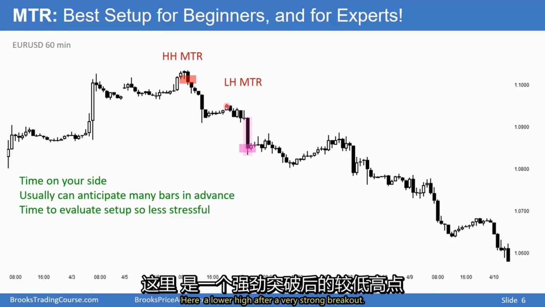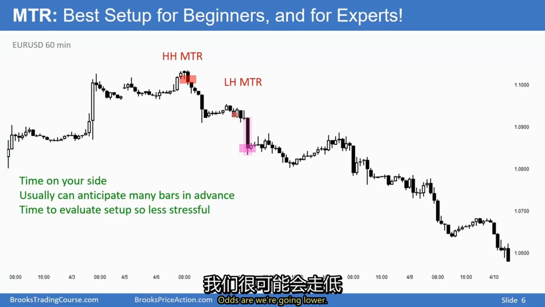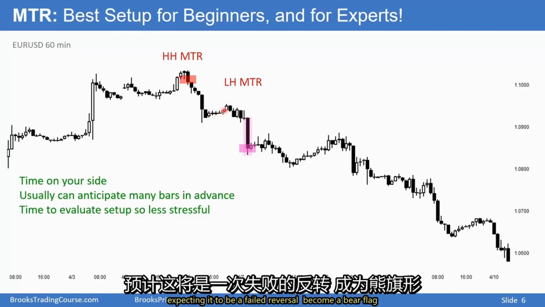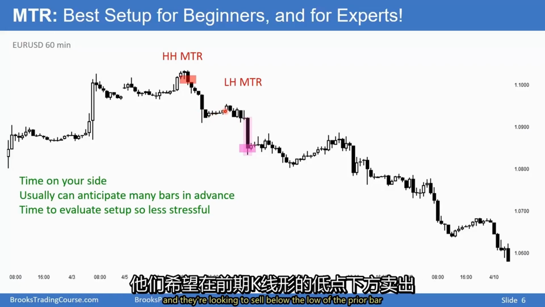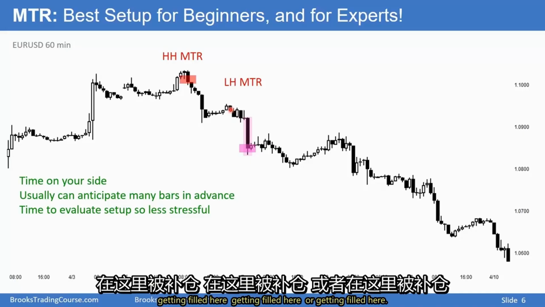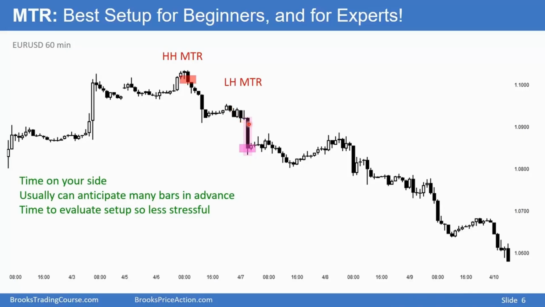Here, a lower high after a very strong breakout. Odds are we're going lower. When you see this bear breakout, traders are looking for a rally, expecting it to be a failed reversal, become a bear flag, and they're looking to sell below the low of the prior bar, especially selling below the low of a bear bar. Getting filled here, getting filled here, or getting filled here.